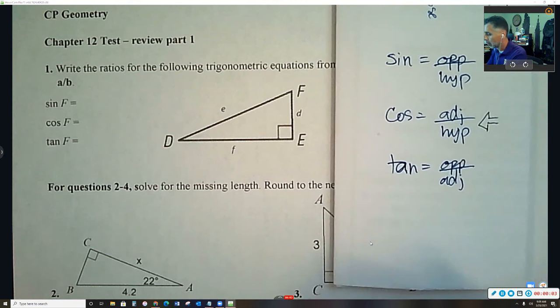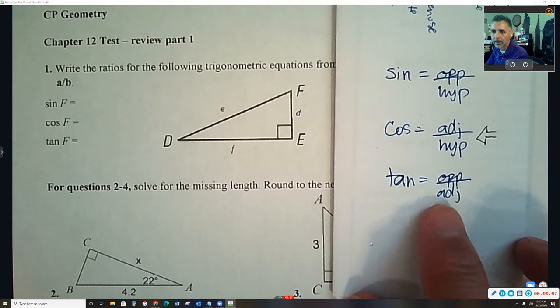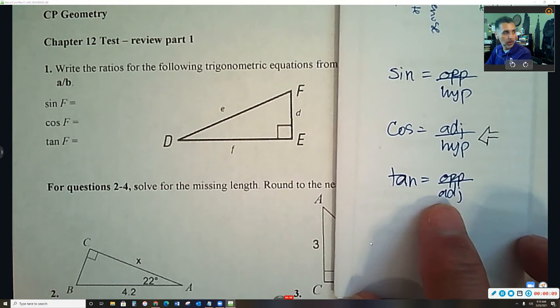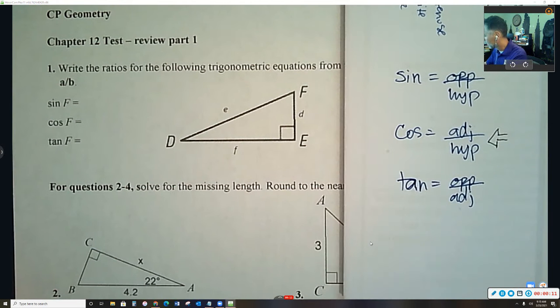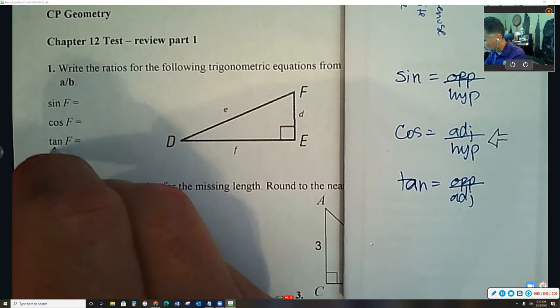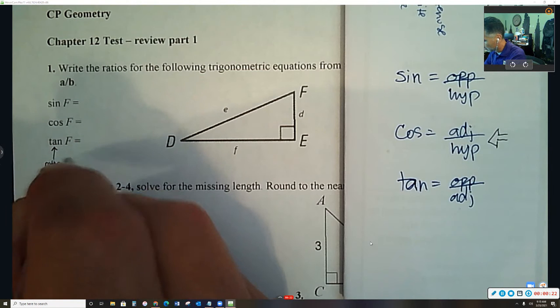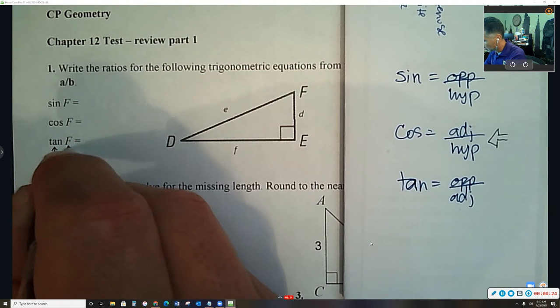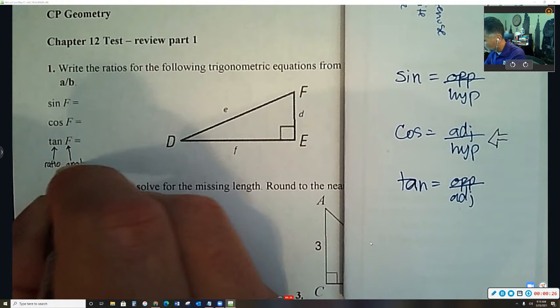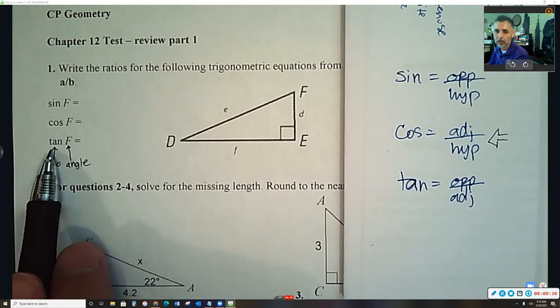Hey everyone, when you're working on these, make sure you have the ratios handy, because it does come up a lot. And another thing I just want to remind you guys: this part of the expression tells us which ratio to choose, and then this part tells us which angle to look at. So again, this is the ratio to choose.